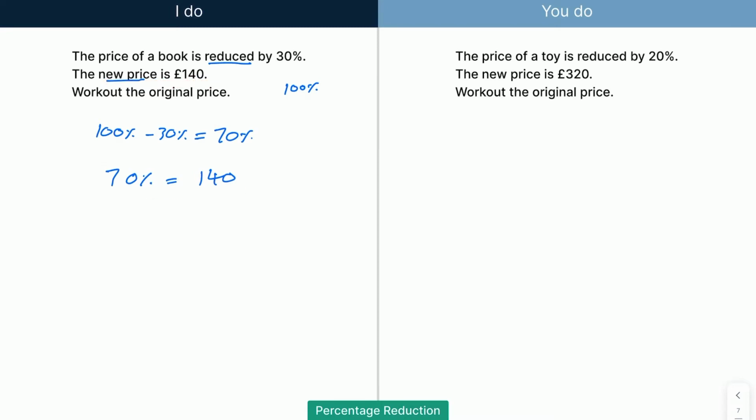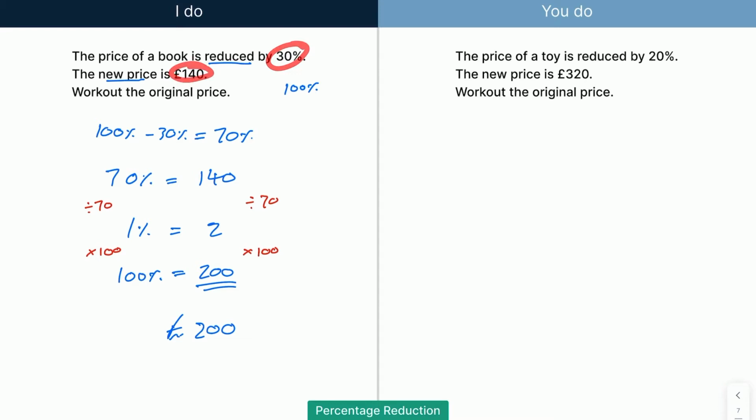Now to get up to 100%, what we can do is we can find 1% and then we can find 100%. So to find 1%, we're going to divide this side by 70. So we're going to do the same here. We're going to divide this side by 70. So if you do 140 divided by 70, you get 2. And now to get from 1 to 100, we're just going to times both sides by 100. So we know that the original price of this book was £200. After a 30% reduction, it came down to 140. Okay, that is how you do reverse percentage questions.